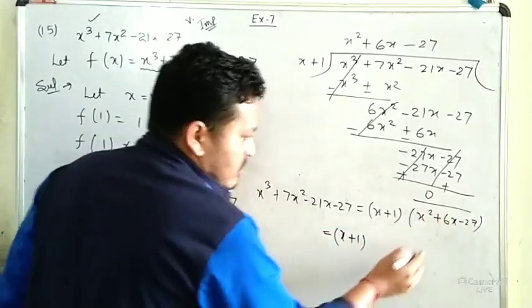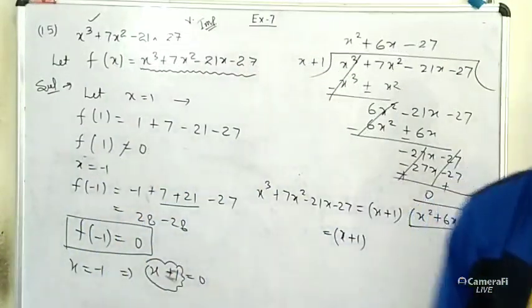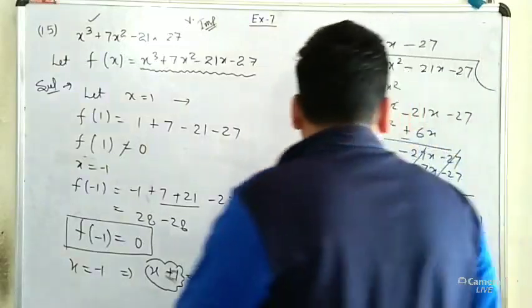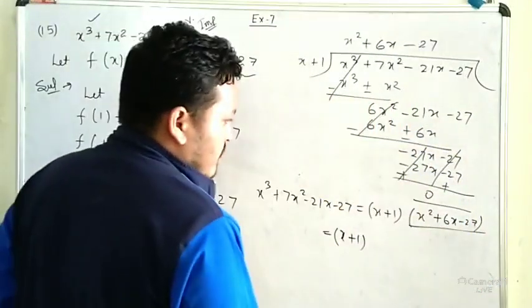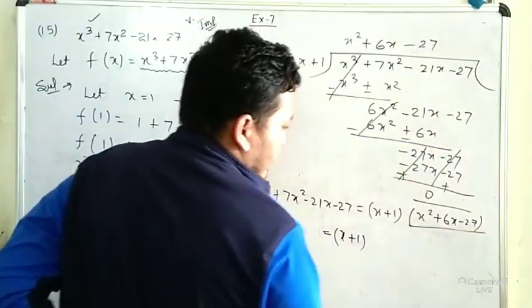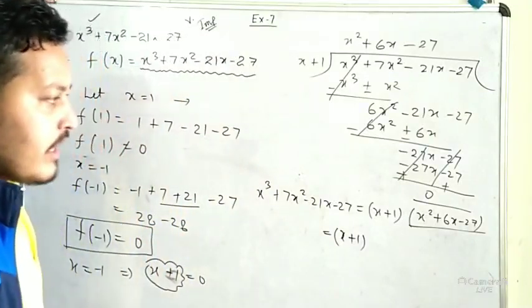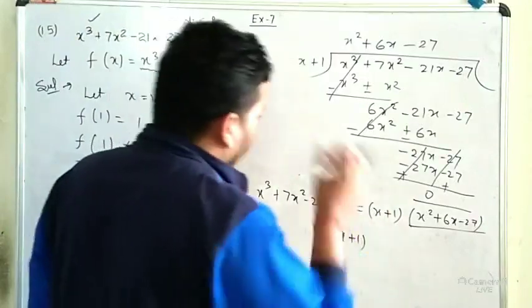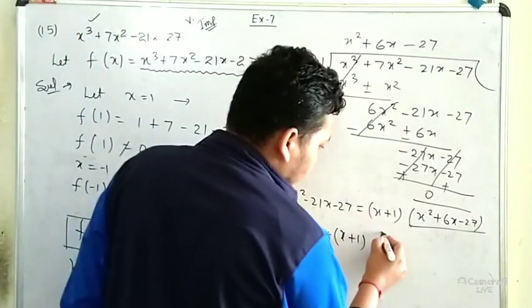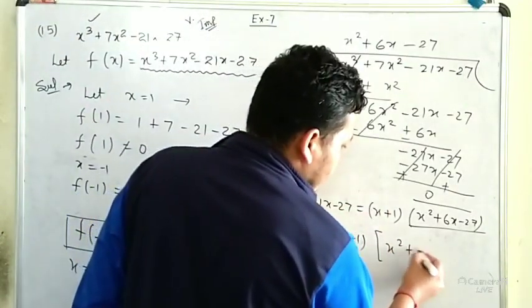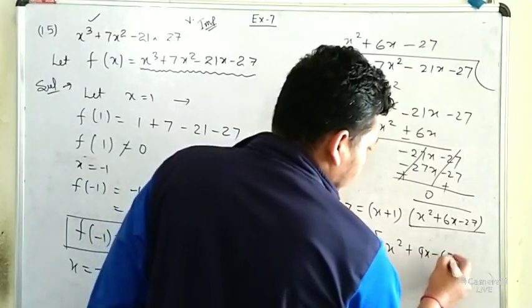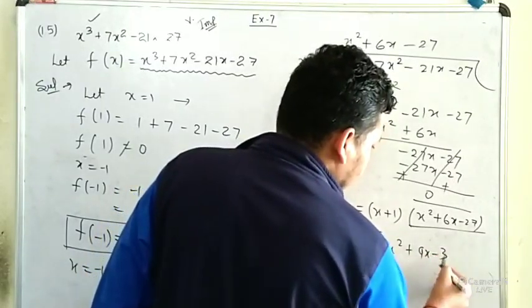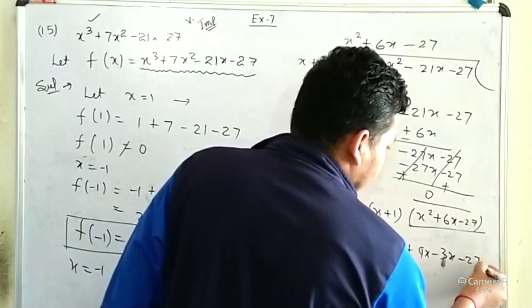Now break it, because this is a quadratic equation and you are the expert. How can you solve this quadratic equation? Okay, what will 27 be? 9 times 3 is 27, and 9 minus 3 is 6. I don't see any other factor. So this becomes x square plus 9x minus 3x minus 27, since 9 times 3 is 27 and 9 minus 3 is 6.